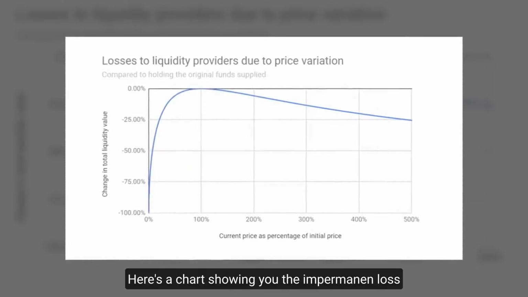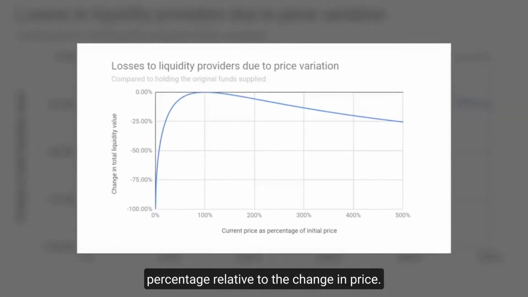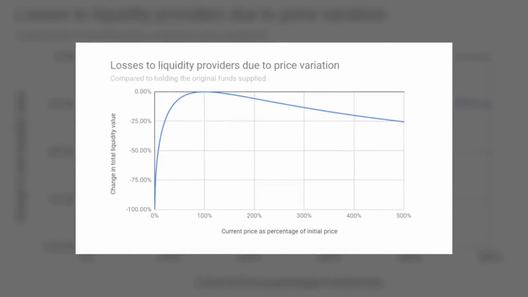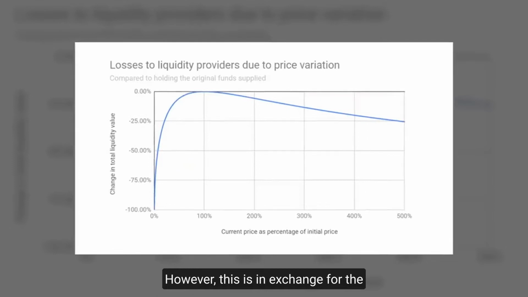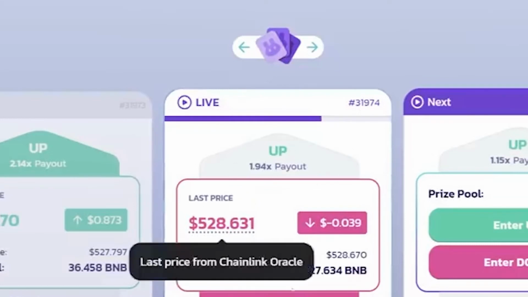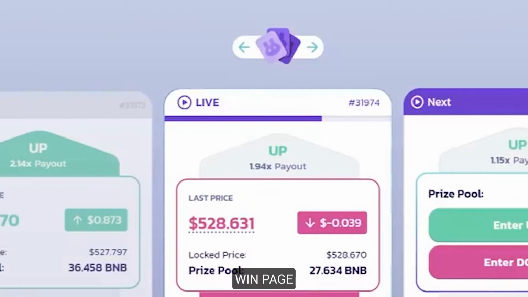Here's a chart showing you the impermanent loss percentage relative to the change in price. In a nutshell, you're putting multiple cryptos into a liquidity pool and taking on the risk of impermanent loss. However, this is in exchange for the right to a certain percentage of all fees generated by the pool, aka crypto passive income.